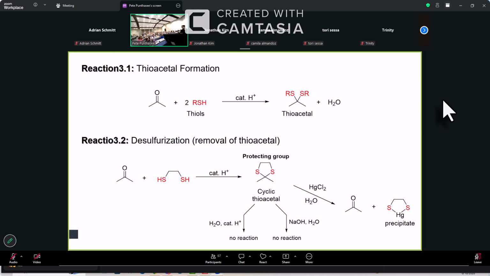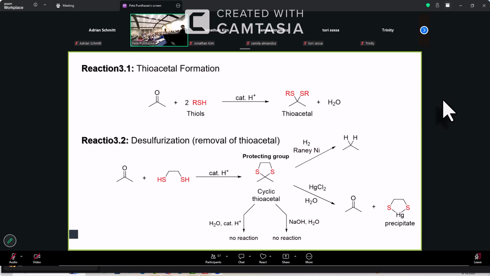Is it only because of this is in practice? Mercury. Anyone know, is mercury good for you or is it toxic? Very toxic. That's the main reason they don't do this reaction, because it involves mercury. And you get this complex with mercury. Anyway, if you want to remove a cyclic thioacetal, that's the reagent.